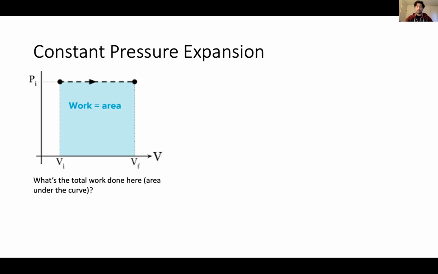And because the work can be calculated by just computing the area, if you looked at the PV graph for that type of movement, you would essentially get that this is the initial pressure times the change in volume, which is P_I times (V_F minus V_I), also written as P_I times dV.